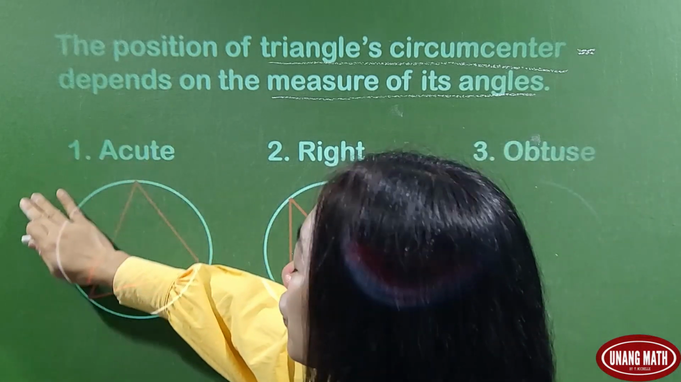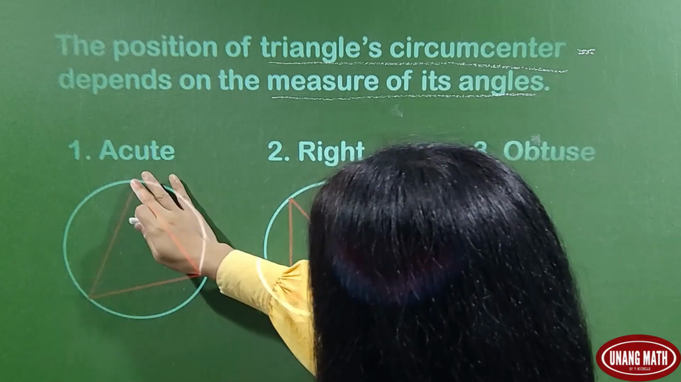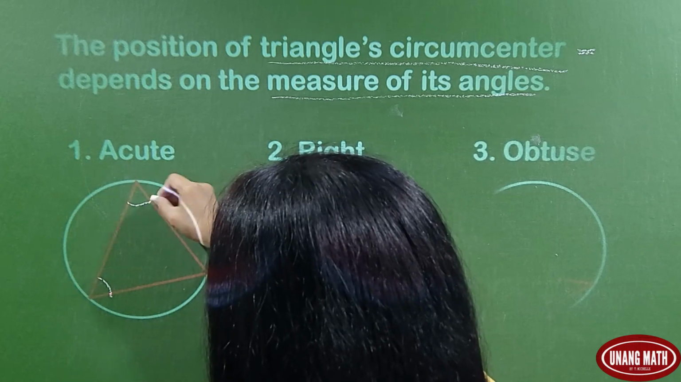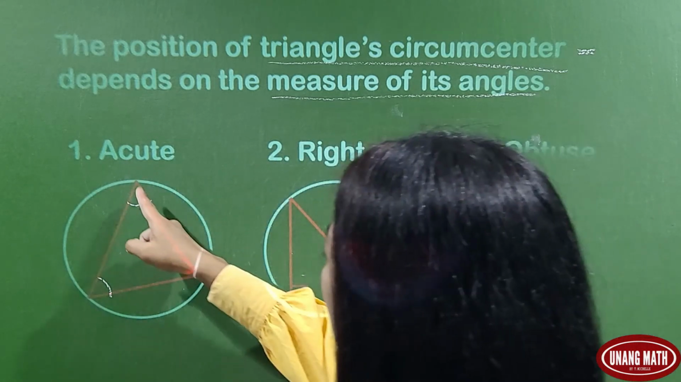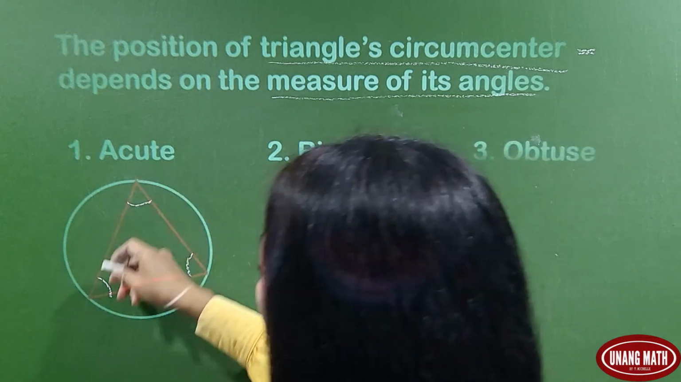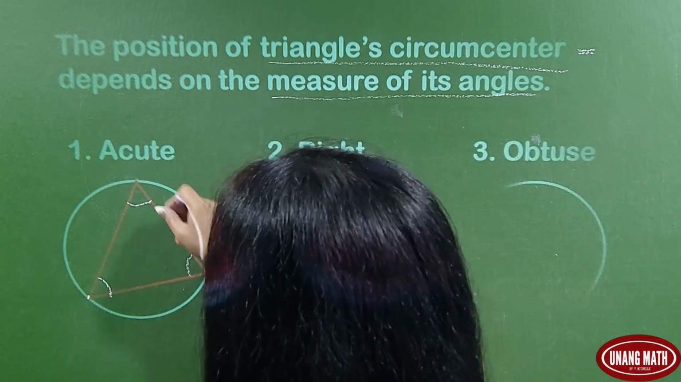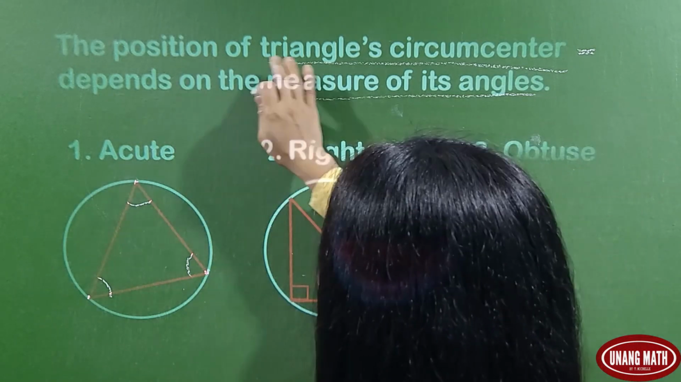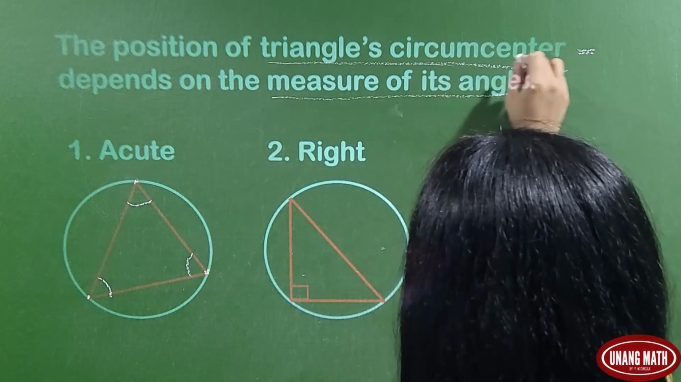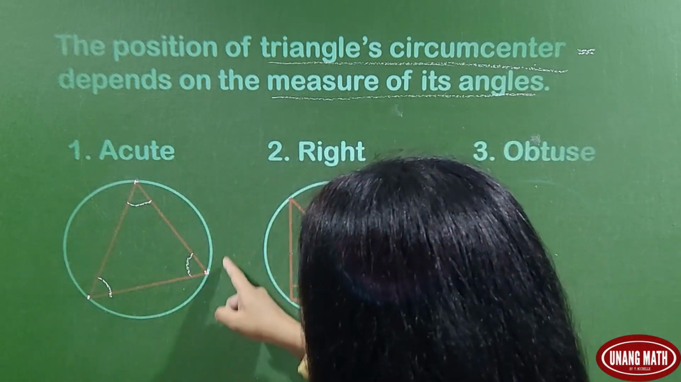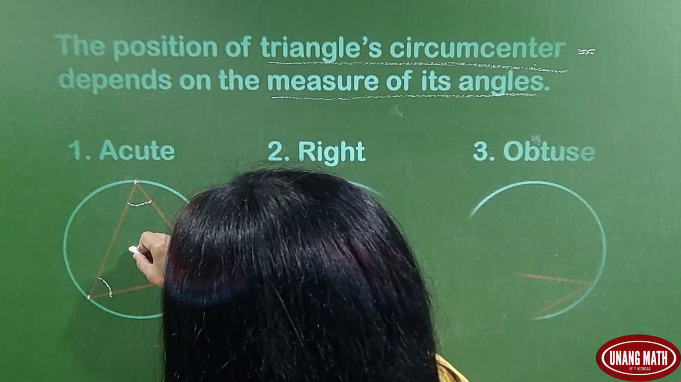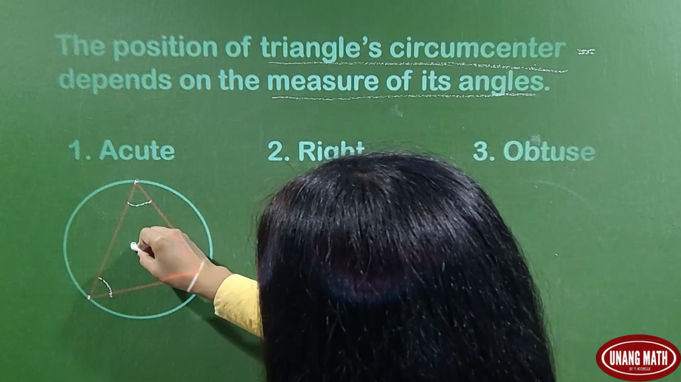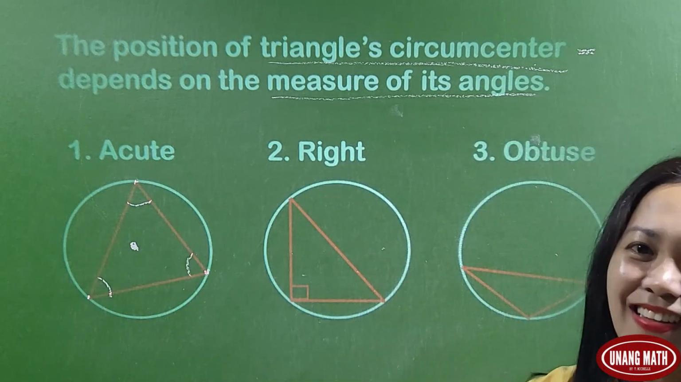Take a look at this first figure. This is an acute triangle because all the angles are acute angles, or less than 90 degrees. This is our circumcircle because it passes through all the vertices of this triangle. Now, where is the position of this triangle's circumcenter, or the center of this circle? It is somewhere here. So this triangle's circumcenter is inside the triangle.